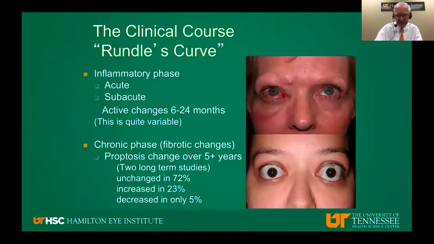So let me close that. Here's what's been reported, and I pull from the literature, and that is Rundle's curve, and this is the active phase and the chronic phase, and people talk about active phase and chronic phase. And if you divide the active inflammatory phase, you can have acute or subacute, and that means they can be really hot, really inflamed, redness and inflammation, or this can be a slow progressive thing. And so the active phase that everybody's talked about is usually around 6 to 24 months.